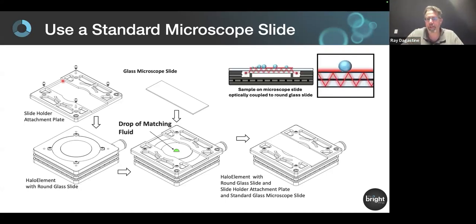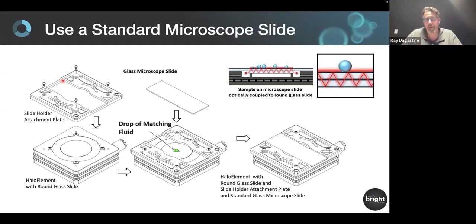And the optical coupling part is just because we're using a waveguide. If you optically couple something to the round glass slide, namely a microscope slide or a petri dish, or to be honest, I'm not going to show you the data, even a silicon wafer, you can couple the light into that object your sample's on, and then you can use microscope slides. And you can put a cover slip on there. You can do things wet or dry.